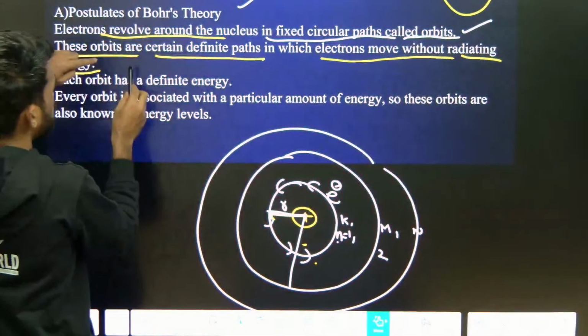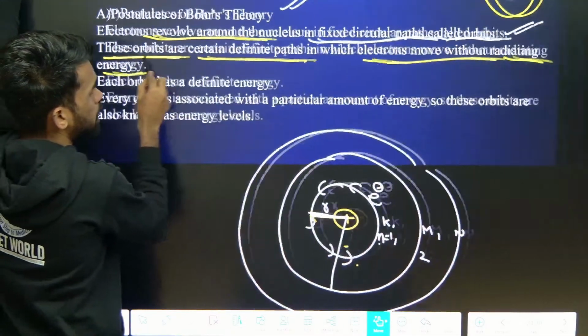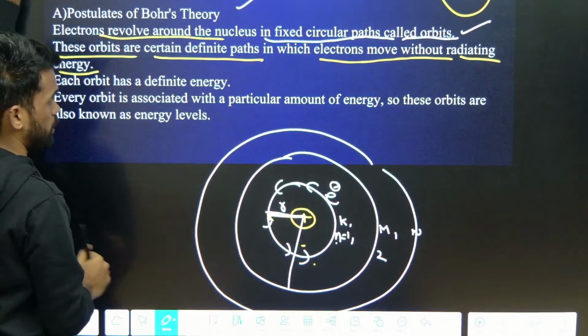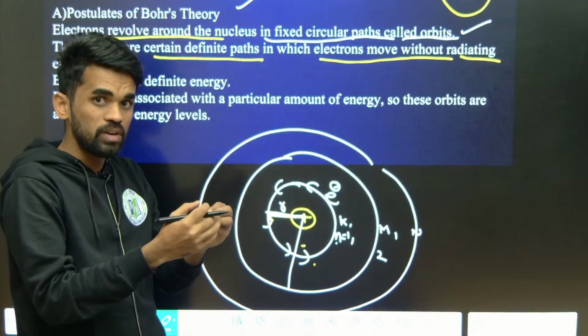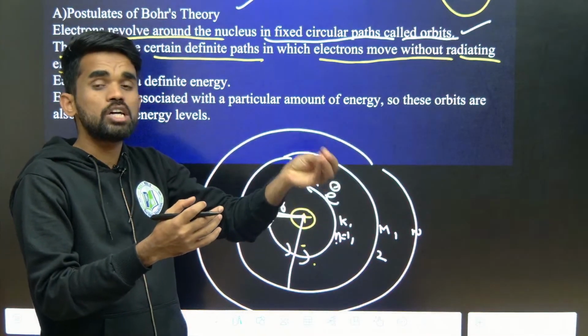Up to here the discussion is clear. Now, these orbits are defined paths in which electrons are revolving. So whenever an electron is revolving in this, that electron will not radiate energy or absorb energy.